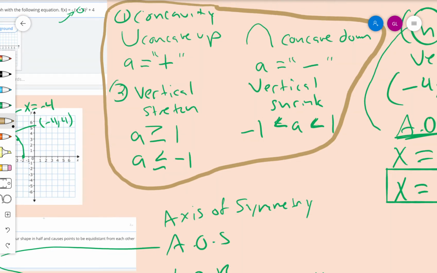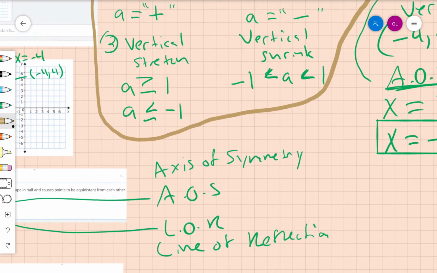First, A indicates concavity. Your graph or parabola is going to be concave up if your leading coefficient is positive, or concave down if it has a negative leading coefficient. So A indicates that one aspect of the graph. The second aspect is whether it's going to be a vertical stretch or a vertical shrink. A vertical stretch is if you have a leading coefficient that's equal to 1 or greater than 1, or equal to -1 or less than -1, right?